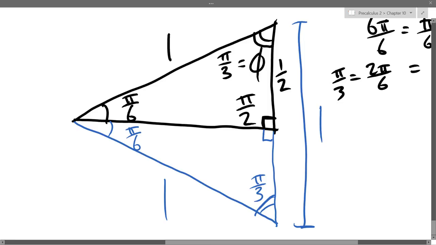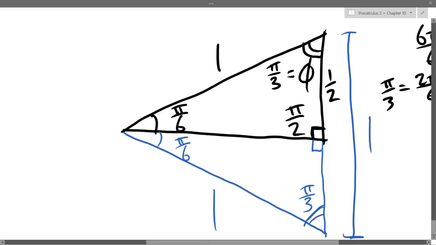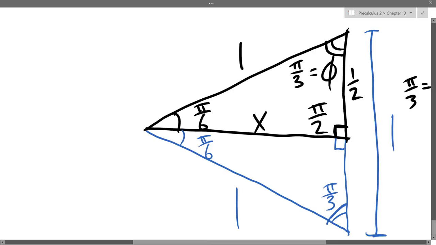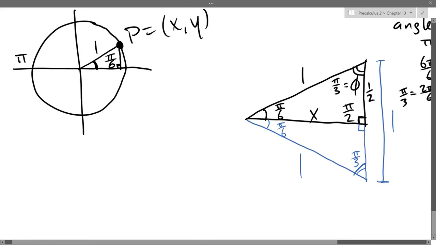All right, I only have one side to get now, and that's the horizontal side. What can I use to get my horizontal side? So we're going to go Pythagorean theorem now. We still have right triangles, and we labeled it x, so I'm just going to put an x right here, and that's our side. So go ahead and write out: x squared plus 1/2 squared equals 1 squared.